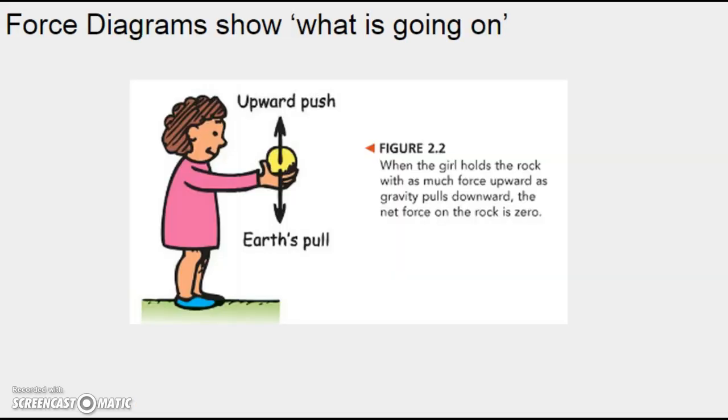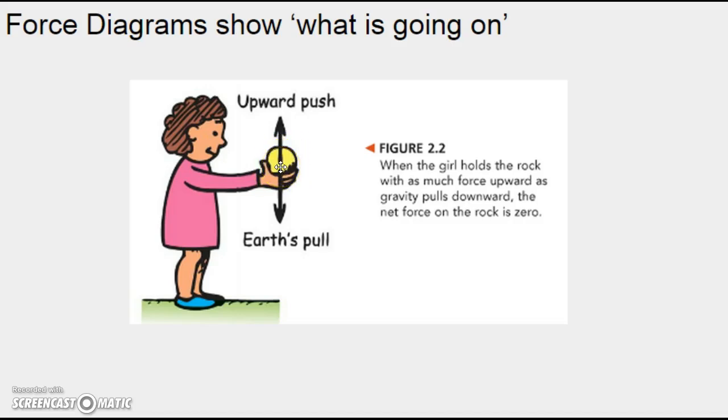But these different forces we're going to start applying to the same concept. So let's look at what this diagram is showing, because diagrams show what is going on. Let's say this individual here is holding a rock. When the girl holds the rock with as much force upward as gravity pulls downward, the net force on the rock is 0. This rock is stationary, and it has no net force acting on it.